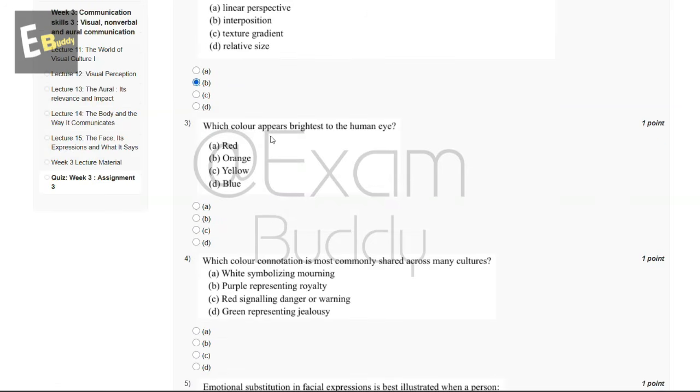Which color appears brightest to the human eye? So these are the options: red, orange, yellow, blue. So the answer of our third question is C. Yellow. And now let's go to our question number 4.